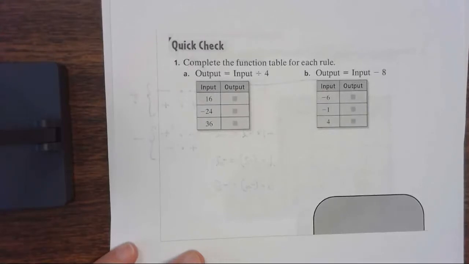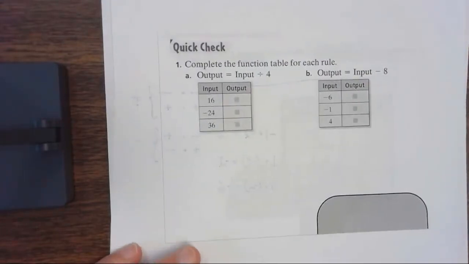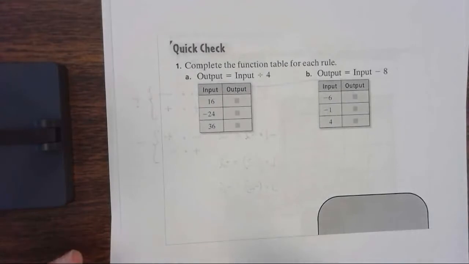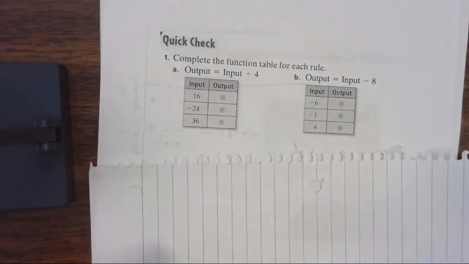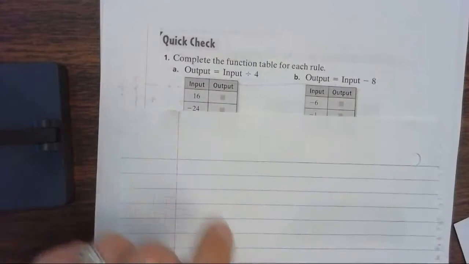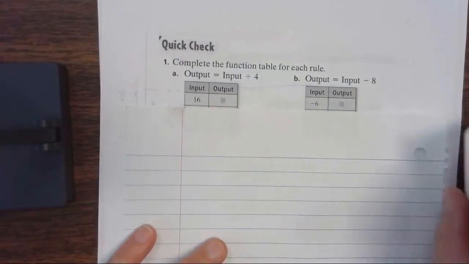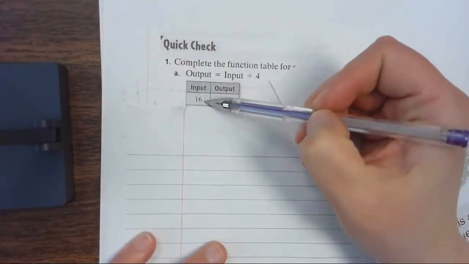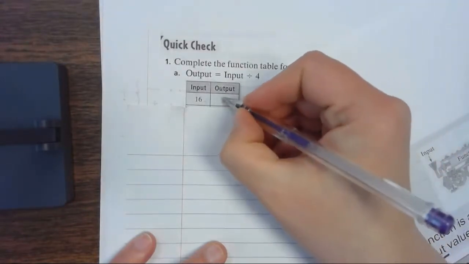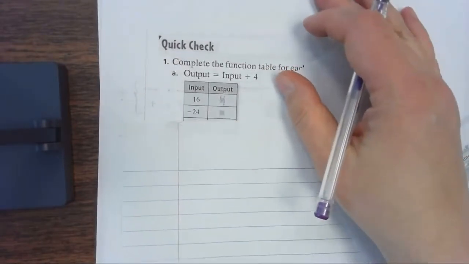Okay, I'm back. So let's see. Input divided by 4. This is my input. I'm going to cover it a little bit for you guys, so you know that I'm doing one thing at a time. Okay, and I'm going to cover that one also. All right, so input divided by 4. Well, that is 4. Okay, let's do another one.